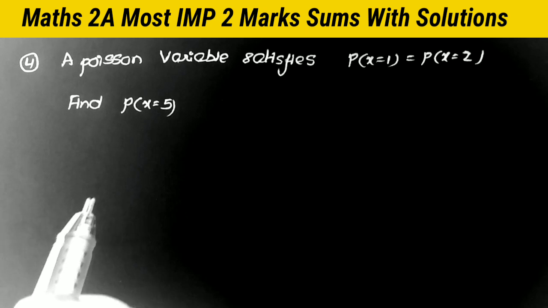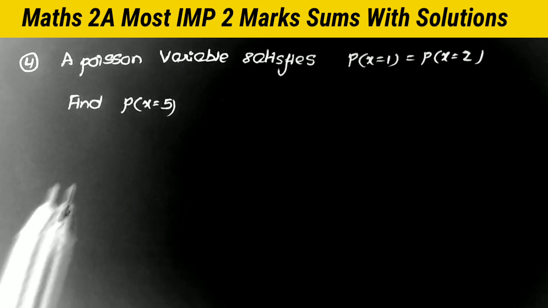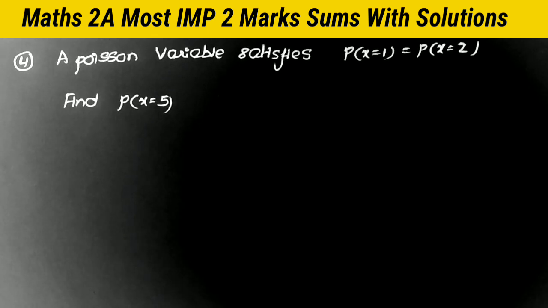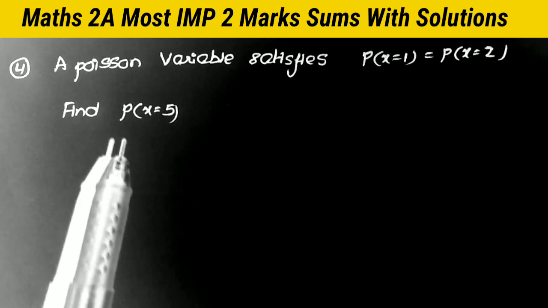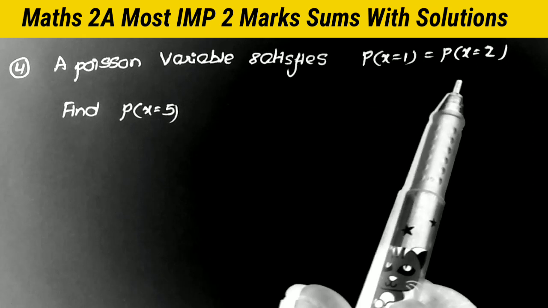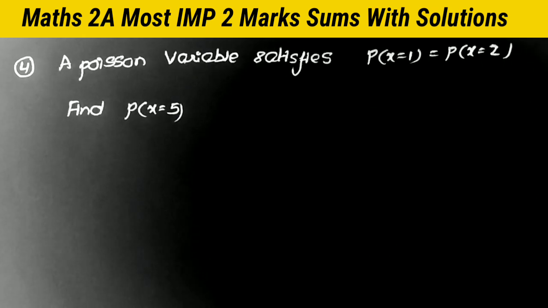Next problem, this is a very important problem from the chapter random variables. In random variables we have only 3 or 4 sums which are frequently repeated. Now I explain those problems here. This is the first problem. A Poisson variable satisfies P of X is equal to 1 is equal to P of X is equal to 2. Then find P of X is equal to 5.